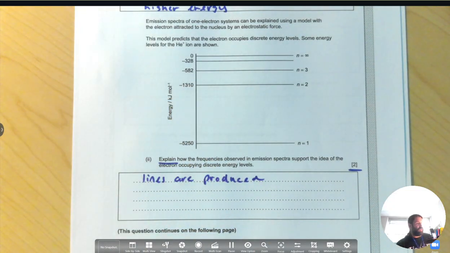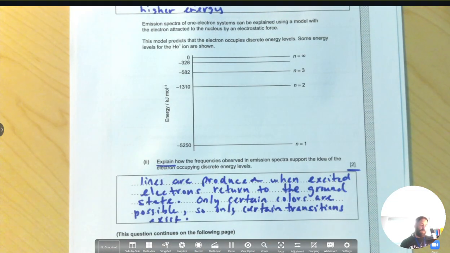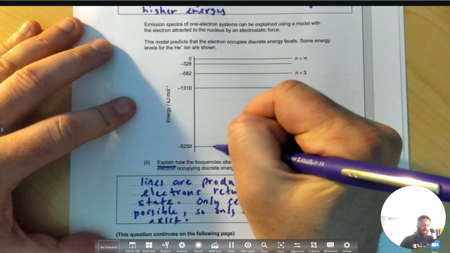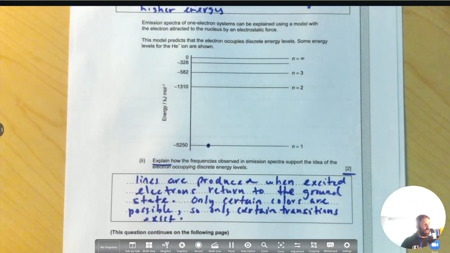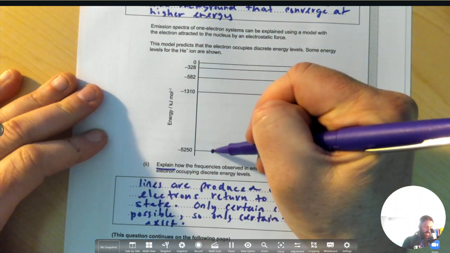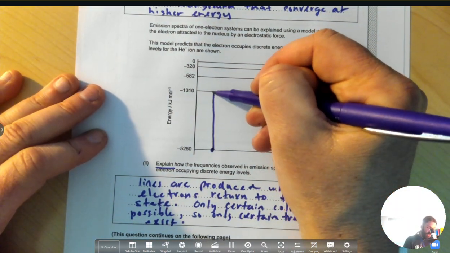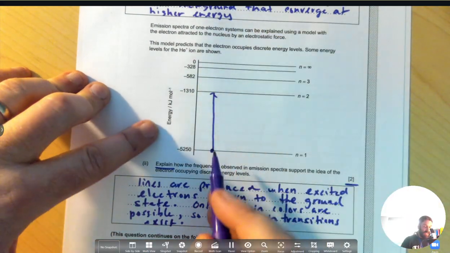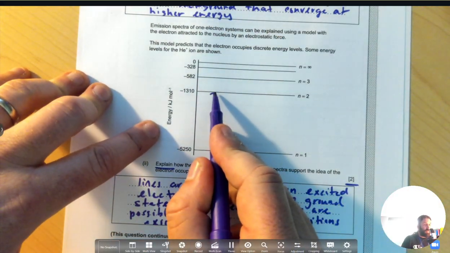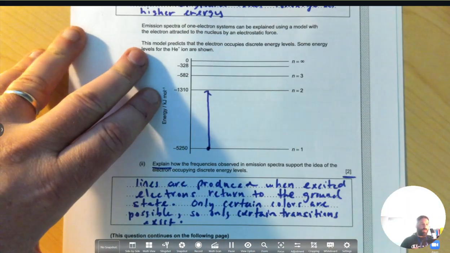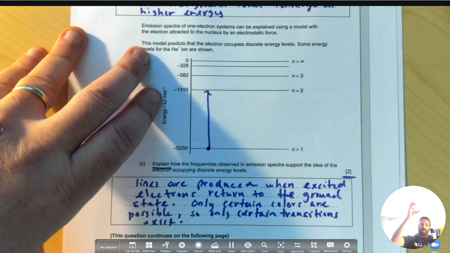All right, so if you read what I wrote here, well, let me just explain it first. The helium cation only has one electron, and its ground state is n equals 1, the first energy level. If it gains energy, it jumps up to an excited state. Now, it has to absorb energy in order to move to a higher energy level. But all matter will always head in the direction of less energy.